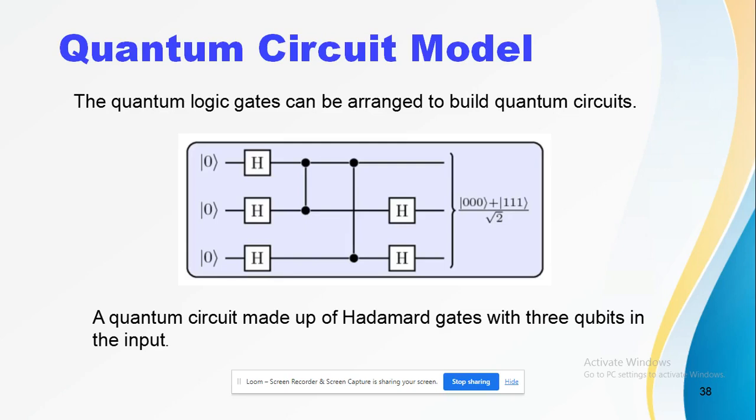So the logical gates can be arranged to build the quantum circuits. A quantum circuit made up of Hadamard gates with 3 qubits has been shown in this example.